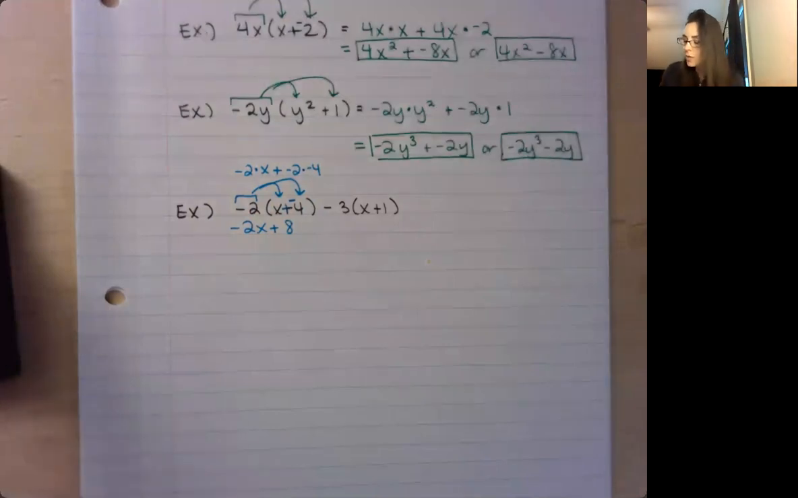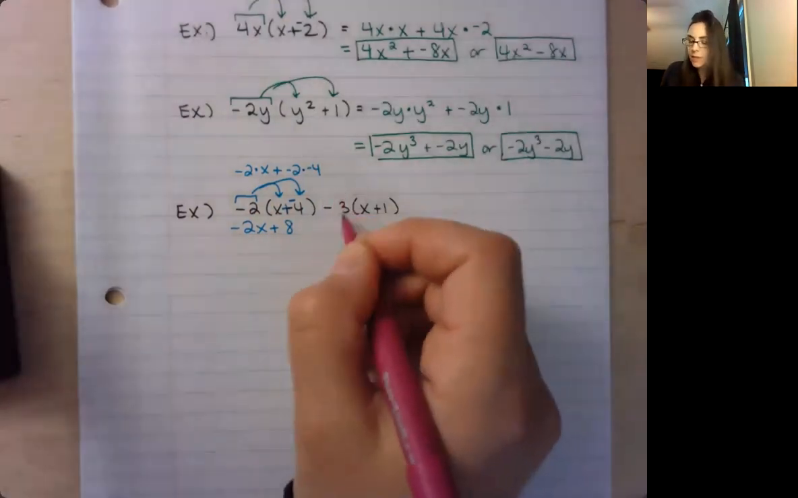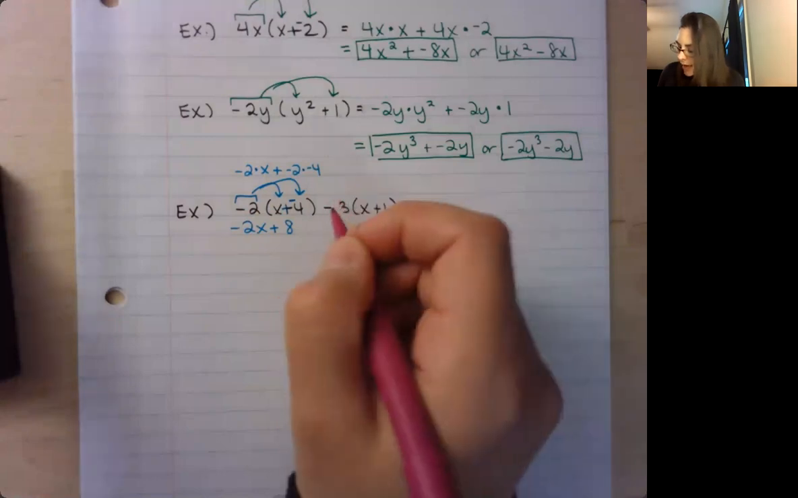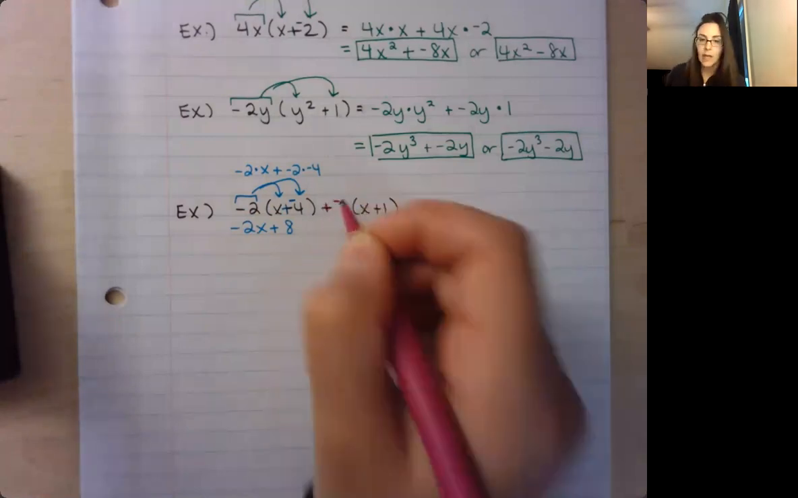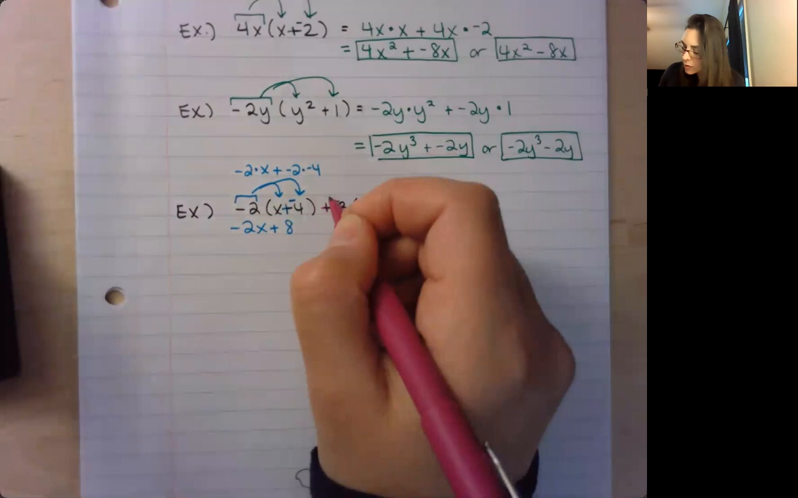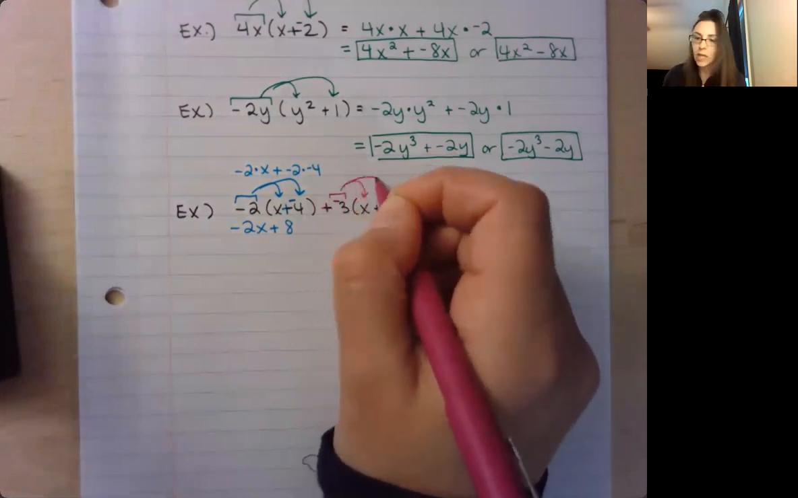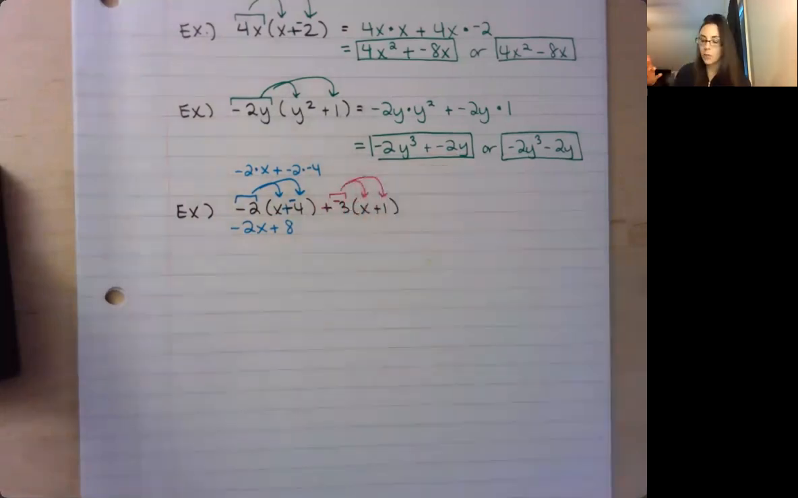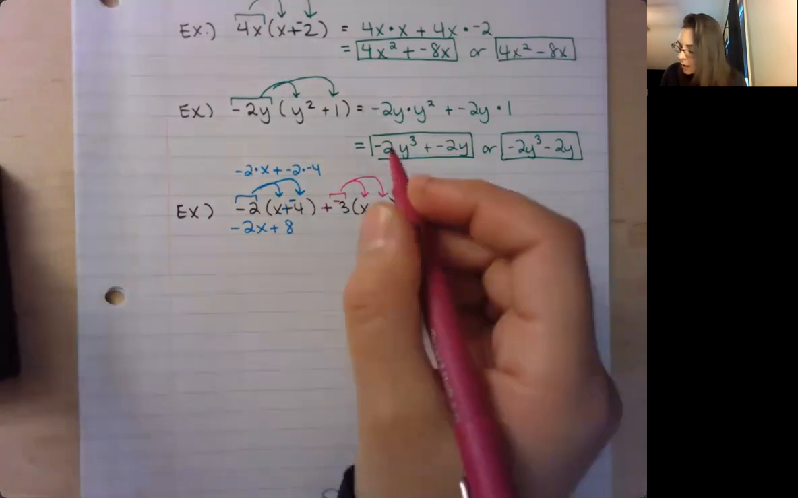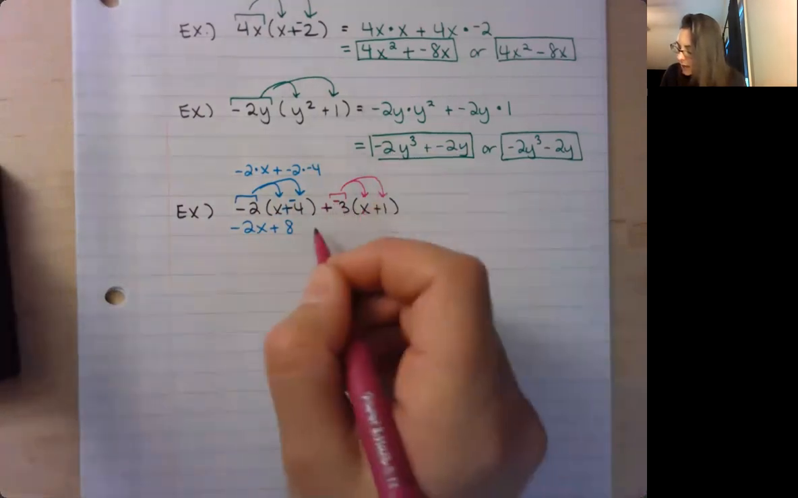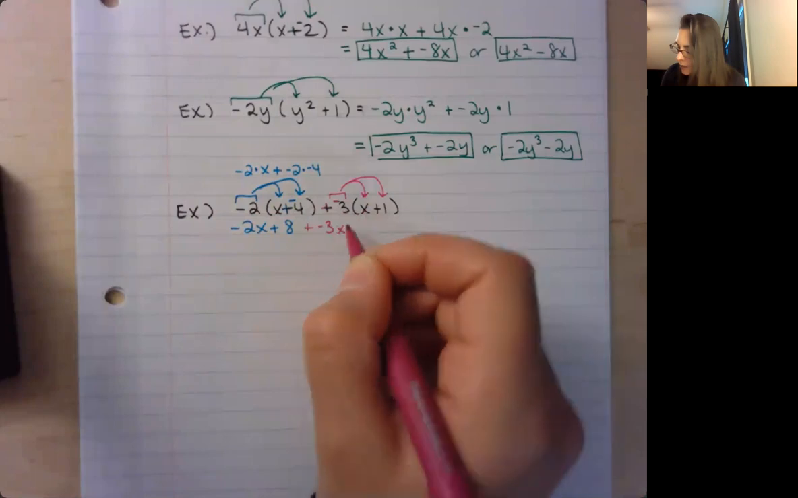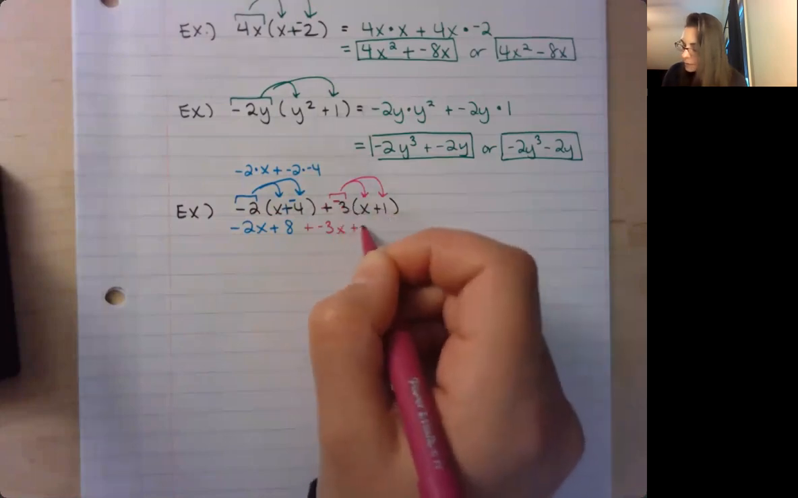Now here you want to be really careful. I see a minus 3. So I'm going to change this to adding a negative 3. And that negative has to get distributed. So if you see a minus sign again, change that over so you know how to distribute. Negative 3 times x is negative 3x, and negative 3 times 1 is negative 3.